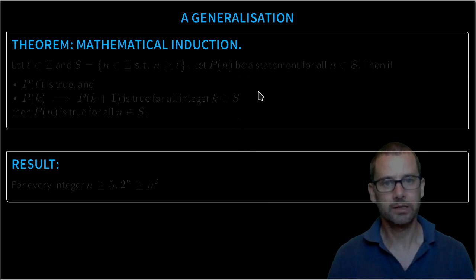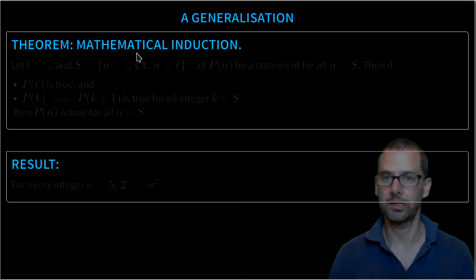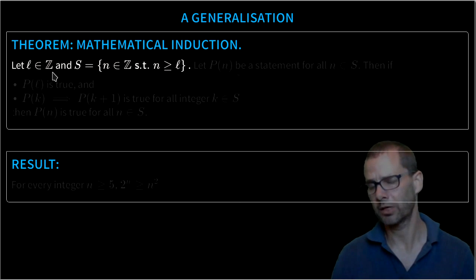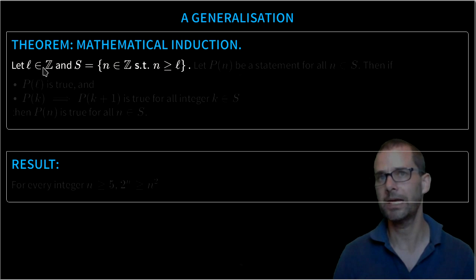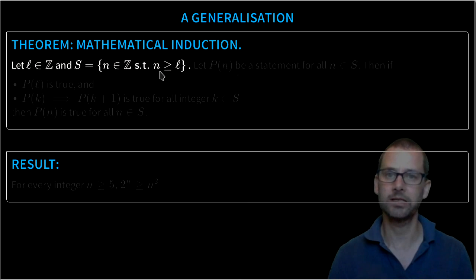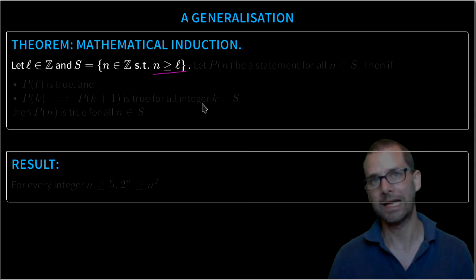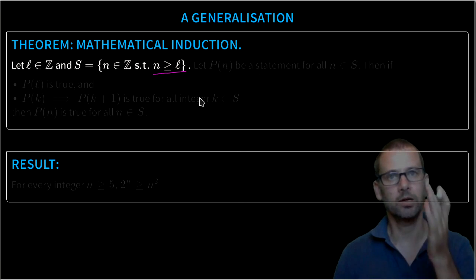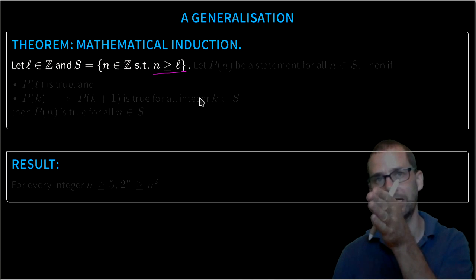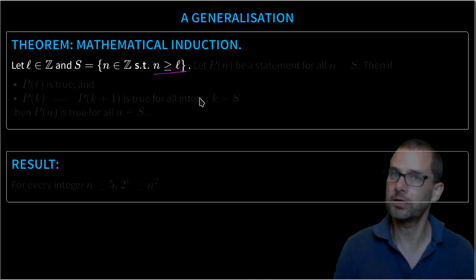Okay. So here's a simple generalization of mathematical induction. First thing we're going to do is let L be some fixed integer from Z. So no longer a natural number, L can be any integer. And let's set S to be the set of all integers bigger than or equal to L. So what we're going to do here is move induction from starting at 1 to starting at some fixed integer L. And that's the only difference.